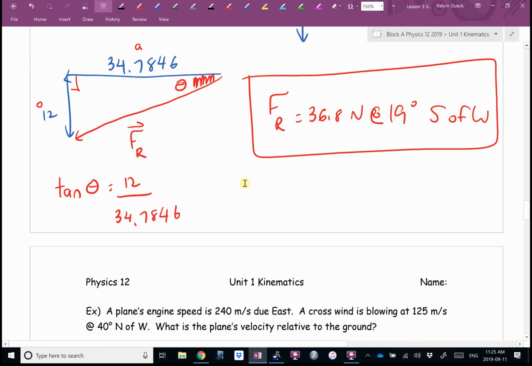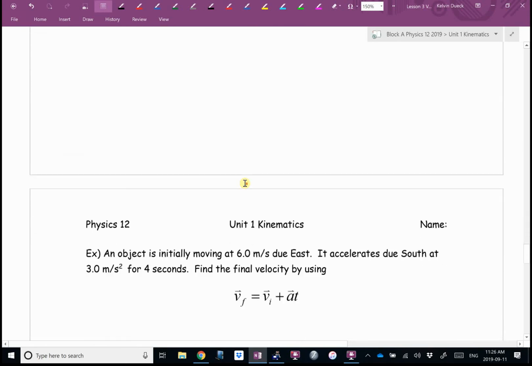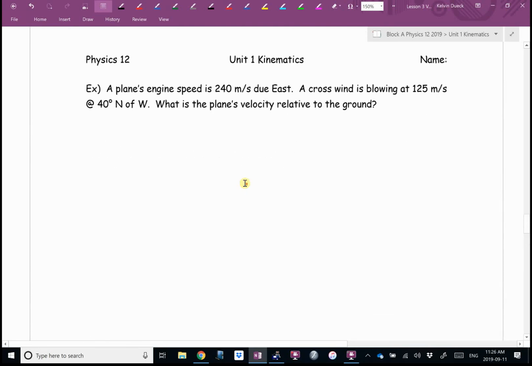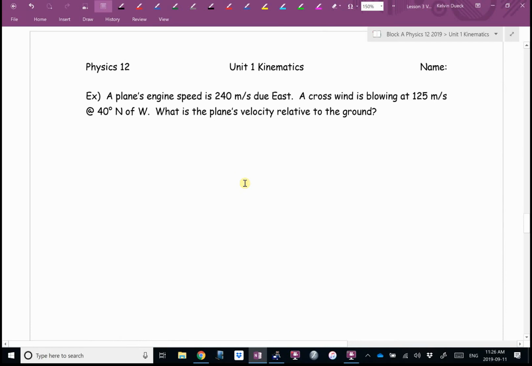One more. I think this is the last one. Oh, no, I fibbed. 2 more. Is that okay? Yeah.